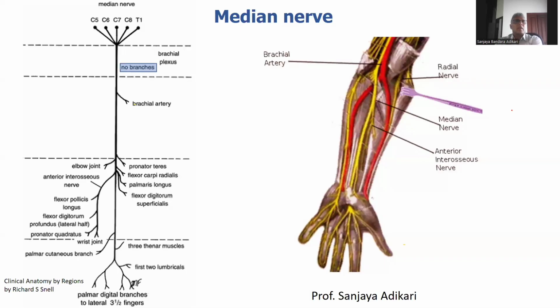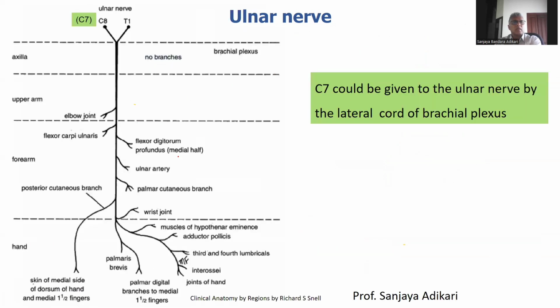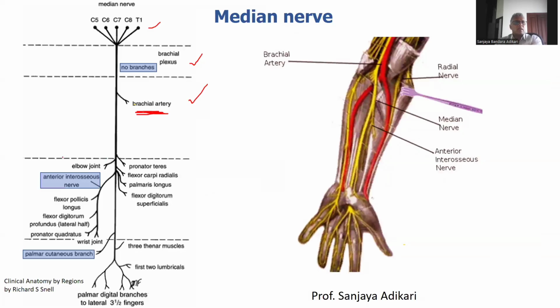Okay, median nerve, again, you have the same 5 segments, C5 to T1, no branches in the arm or axilla. So this brachial artery branch is a vascular branch, no sensory or motor branches. Then in the forearm, the main trunk of the nerve supplies pronator teres. If you put your 5 fingers here and describe the muscles in the forearm, they are supplied by the main trunk of the median nerve.